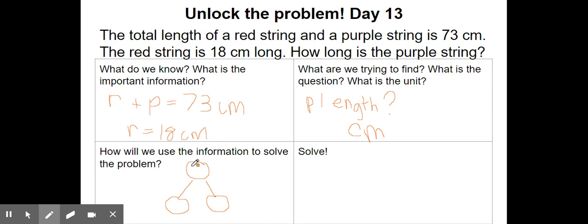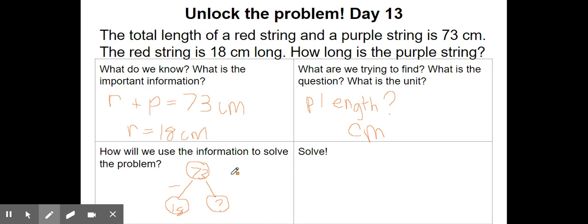I am going to fill in 73 as our whole because we know that the red and the purple strings together are 73. That's the total length. And then I'm going to fill in 18 as one of our parts because we know that the red string is 18. That means that we are missing the other part. When we are missing a part, it means that we subtract.